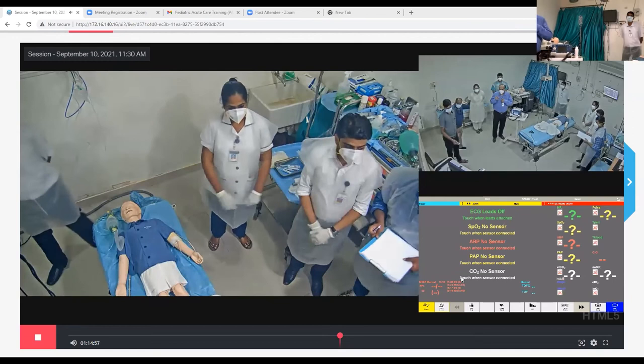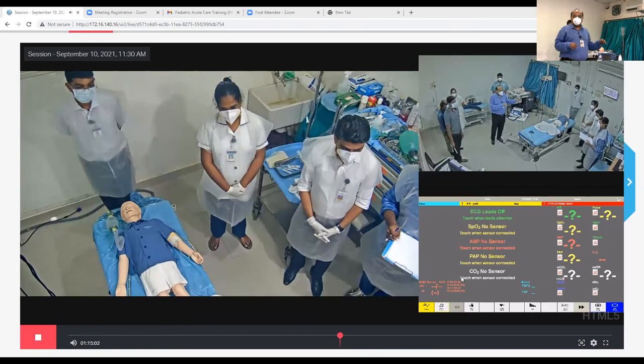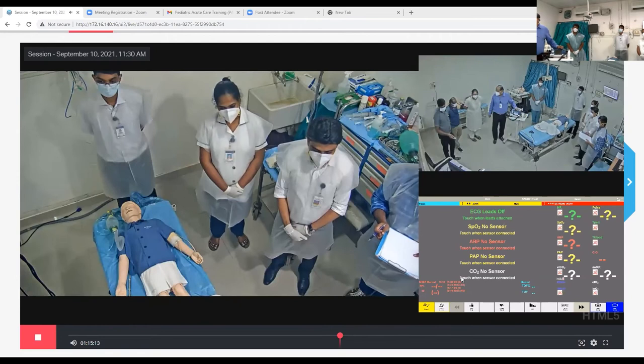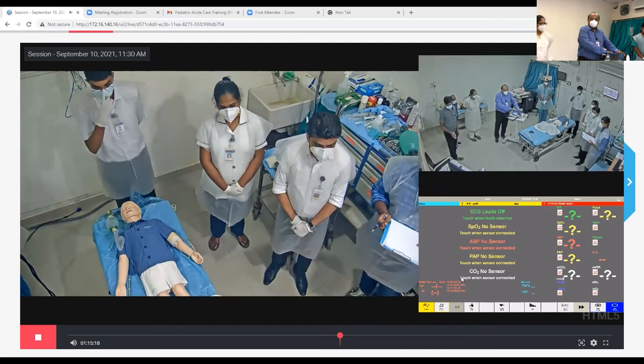All right, welcome to the simulation lab in CMC. Our team is here. You can show the team: Dr. Sanket, Suranjan, John, Jansi, Benson, and Dr. Vandana. Before going to that, a quick demo of the defibrillator.